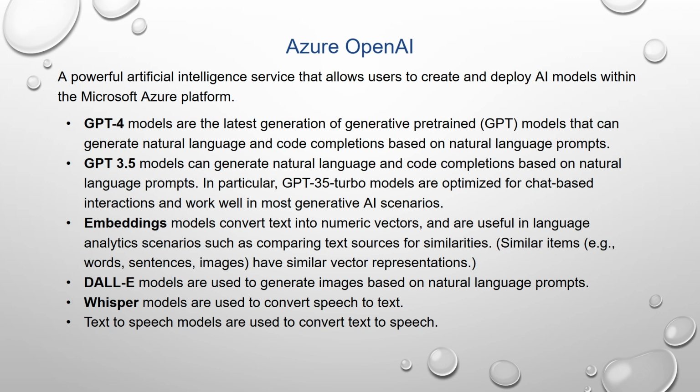Now we'll go through a few AI models which commonly appear in exam questions. One is the GPT models. There is the GPT-4 model, which is the latest generation model, for generating natural language and for code completions. Then there is GPT 3.5, again for natural language processing, and it can do code completions. Then there is the GPT 3.5 Turbo model for chat-based interactions. So whenever you say GPT model, it is related to natural language processing and chat-based interactions.